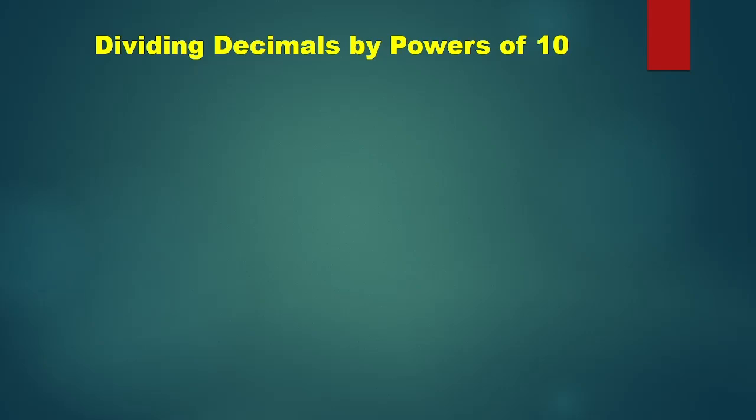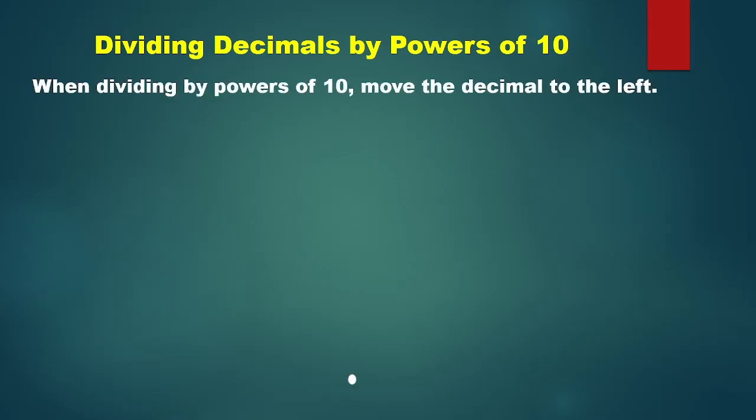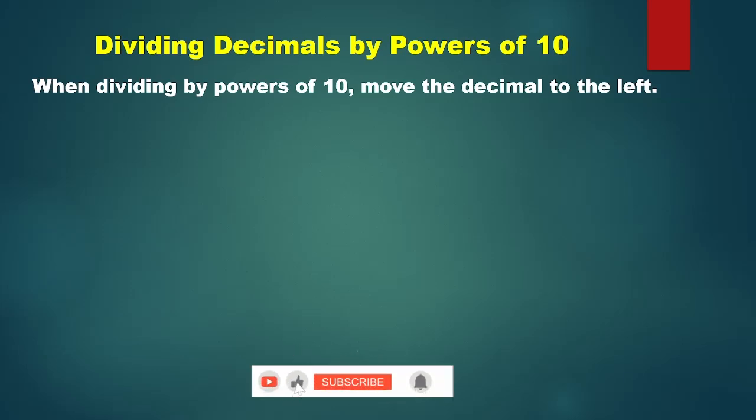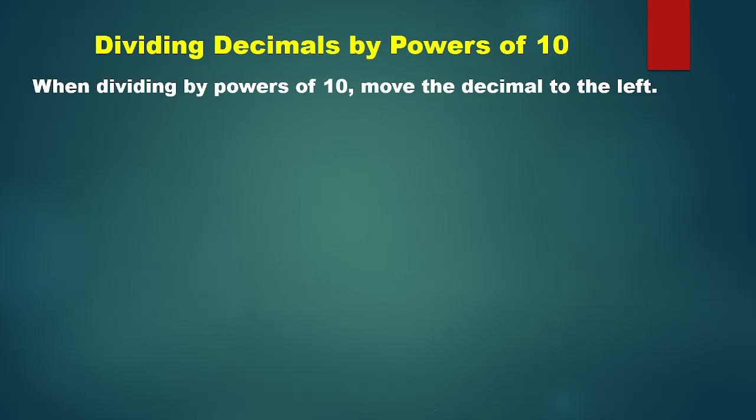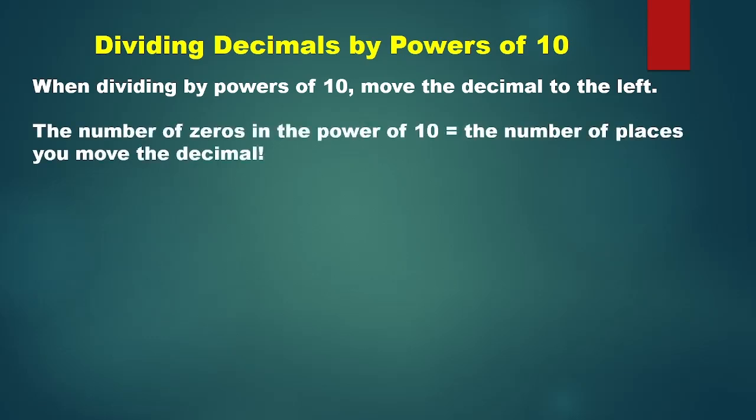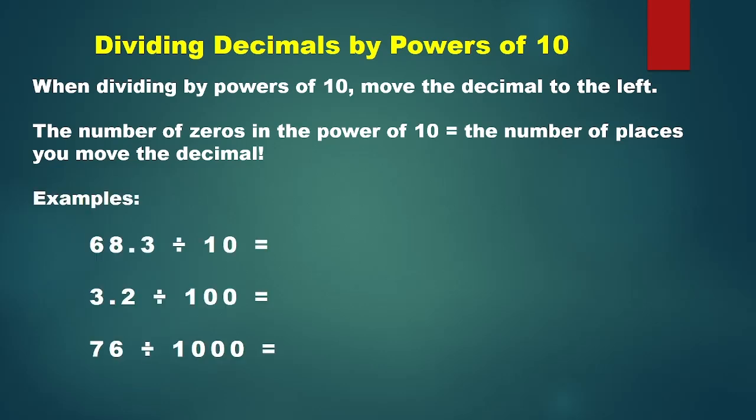Dividing decimals by powers of 10. When dividing by powers of 10, you move the decimal place to the left, just like when we're multiplying by powers of 10. But in this case, we are moving the decimals to the left. Note that the number of zeros in the power of 10 will determine the number of places you move the decimal. Now, let's take some example.